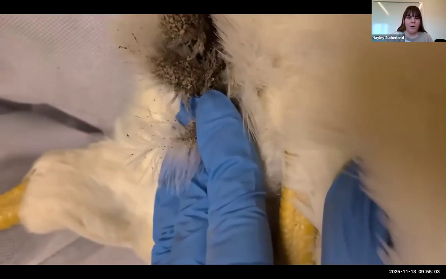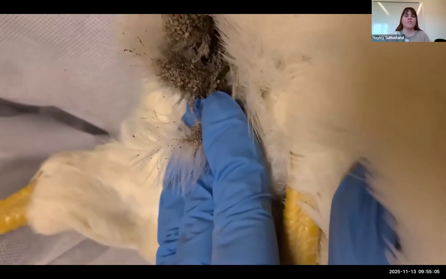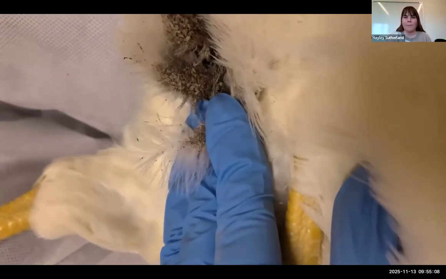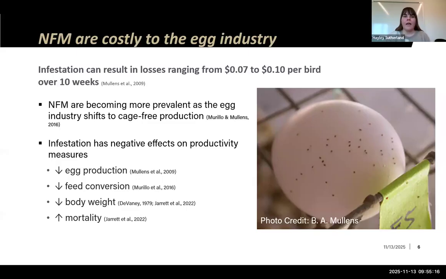You can see that they're really, really small. They look like little flakes of pepper. So this is what allows them to have such large populations in such a small area, but it also makes it really difficult to quantify how many exactly are living on the hen. And so most of all, they're costly to our egg industry.